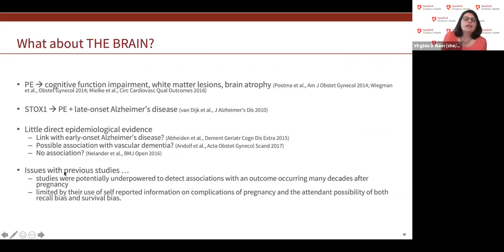So preeclampsia in some studies has been shown to be associated with cognitive function impairment, white matter lesions, and brain atrophy. And of particular interest is an association of the STOX1 gene, a particular SNP, is associated with preeclampsia and has also been associated with late onset Alzheimer's disease.